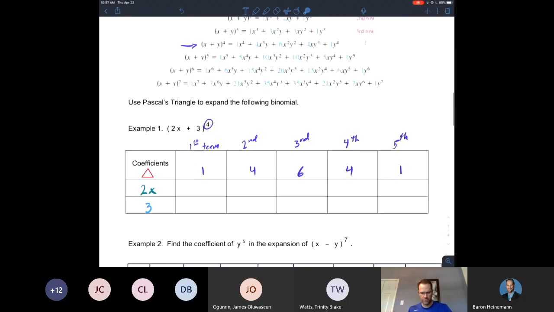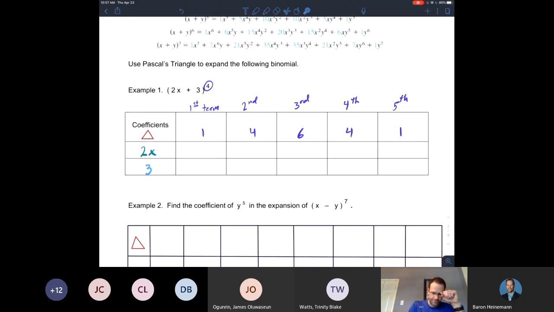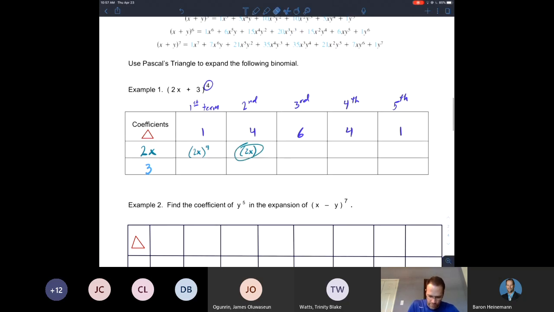Somebody said it, was it Chandler? This should be 2x to the 4th power. And the next one will be 2x to the, anyone? 3rd. To the 3rd power, thank you. You say that as if it should be obvious, but the truth is, it's clearly not obvious to everybody.